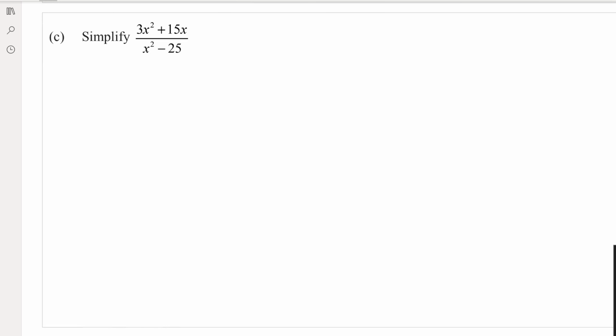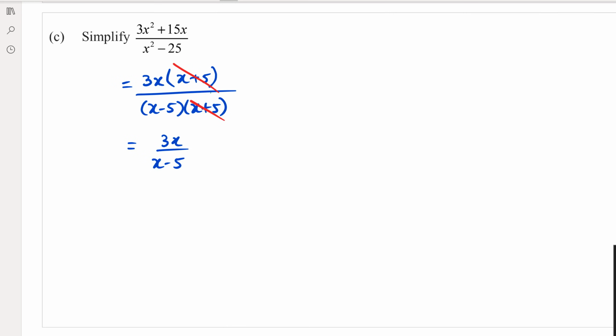So what we have is a classic simplification question here. You've got to factorize the numerator and the denominator. With the numerator, you can see that 3x is a common factor. So we write that as 3x(x plus 5). The denominator is a difference of two squares, so we can write that as (x minus 5)(x plus 5). Cancel out your common factors, and you're left with 3x over x minus 5.